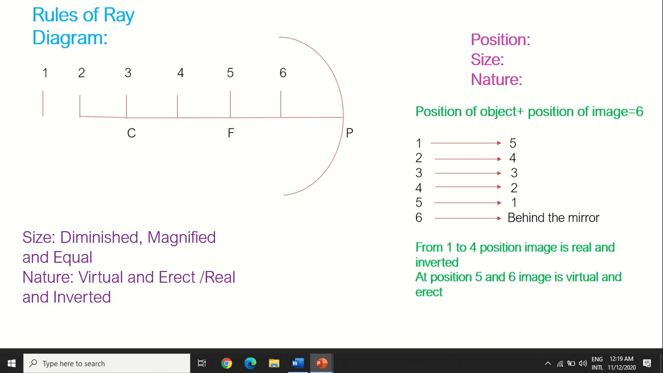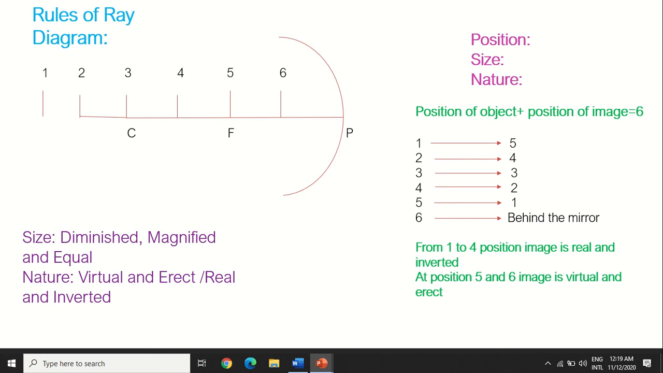And size can be diminished, magnified, and equal. And nature will be what? Virtual and erect, and real and inverted. So now I will show you two examples where I will find out the position of the image depending on the position of the object.